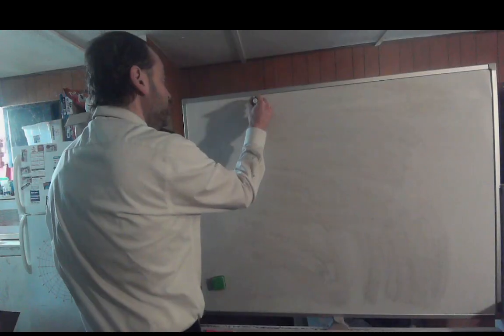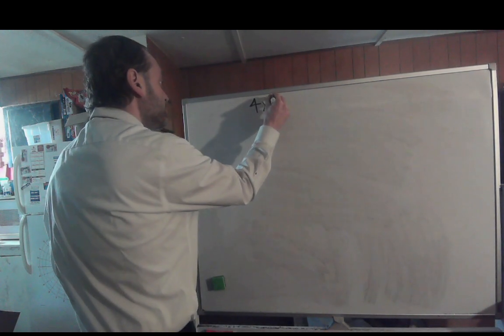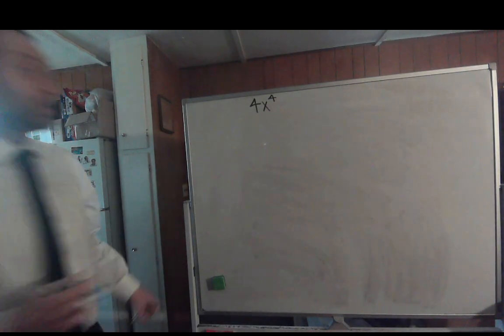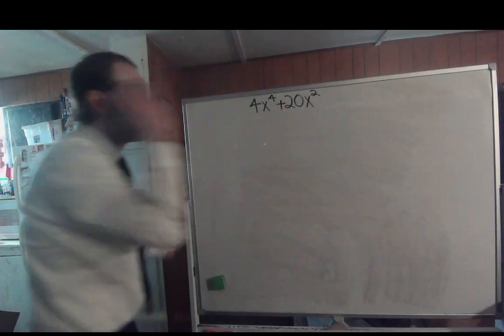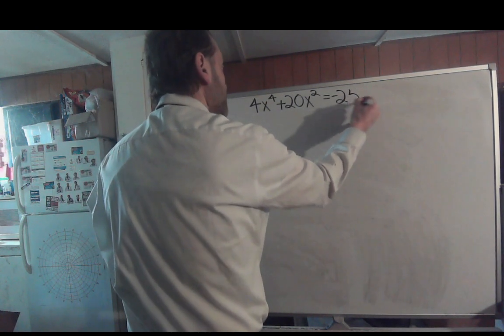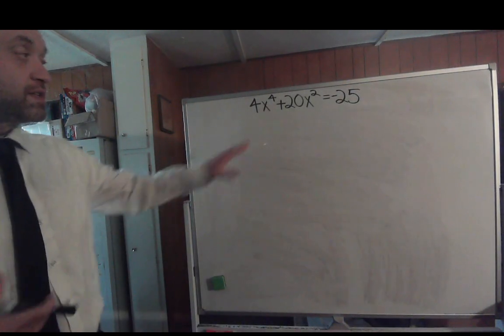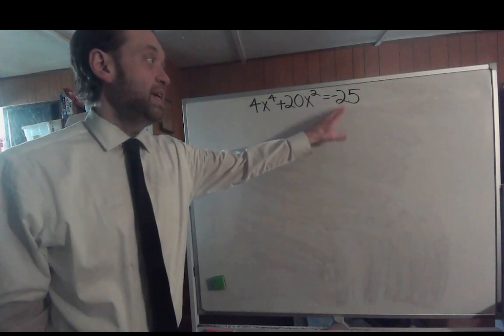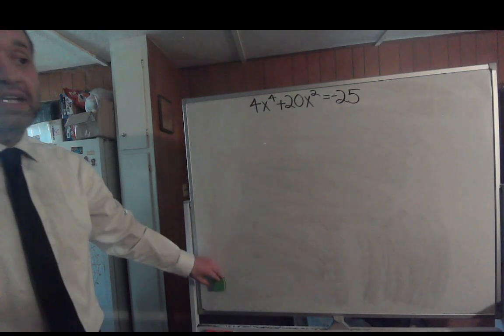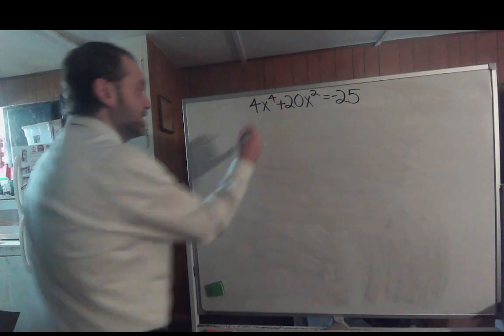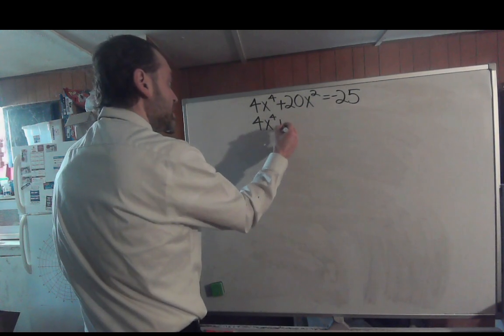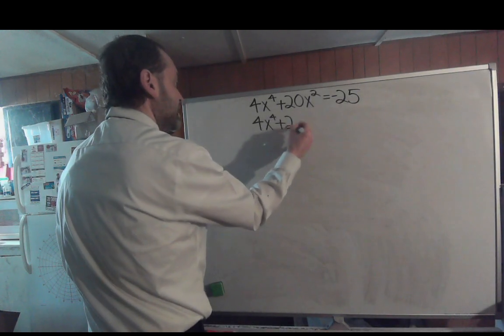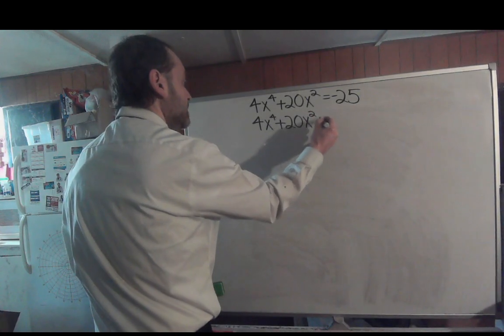All right, so 4x to the 4th plus 20x squared equals -25. So we have 4x to the 4th plus 20x squared equals -25. Of course, we want the right-hand side to equal 0, so add 25 to both sides. You end up getting 4x to the 4th plus 20x to the 2nd plus 25 would equal 0.